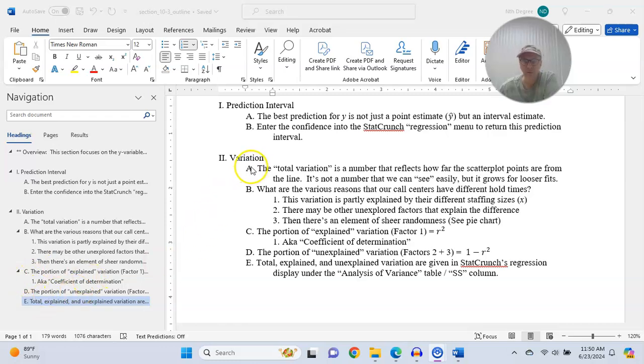All right, variation. What is variation? The total of variation is a number that reflects how far the scatterplot points are from the line. And we should always think about that as being a vertical separation. It's not a number that we can see easily, but it grows for looser fits.